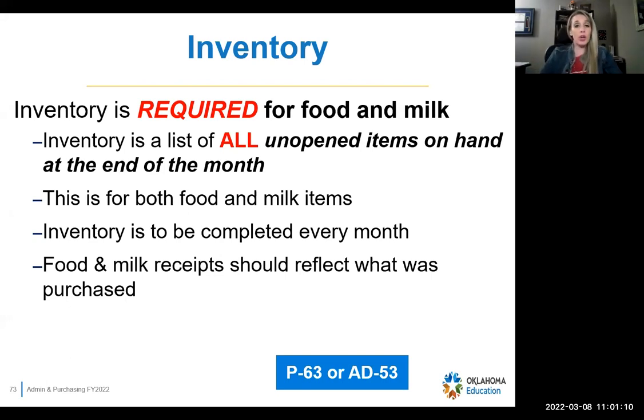Inventory. Inventory is required for food and milk. This inventory is a list of all unopened items on hand at the end of the month. It is just for food and milk. We're not requiring it for other things. It does need to be completed every month. And again, your receipts and such should reflect the things that you did purchase.